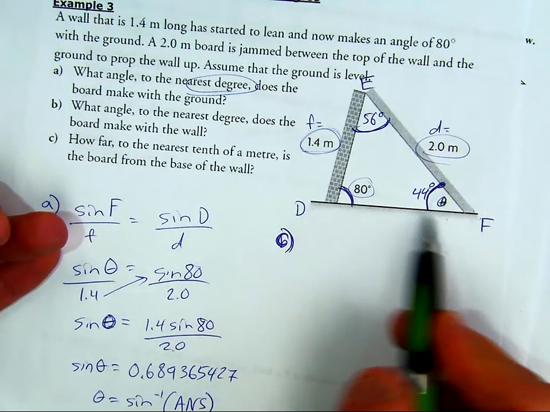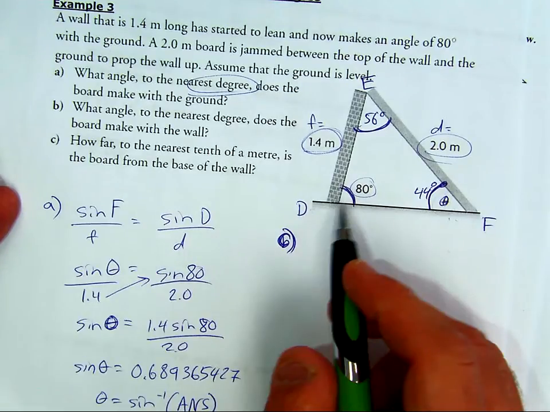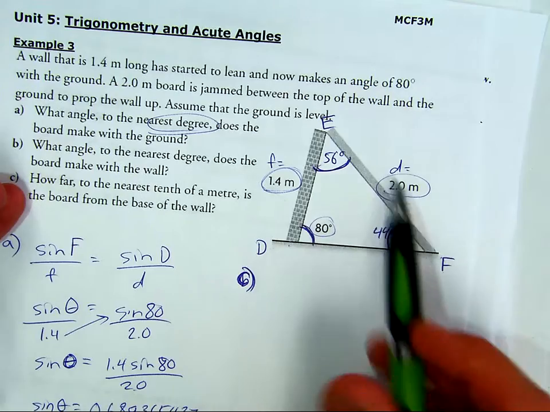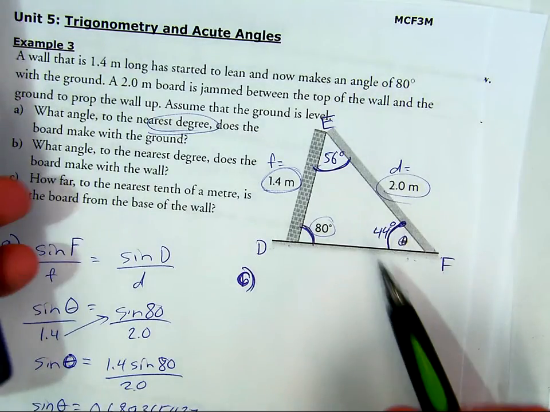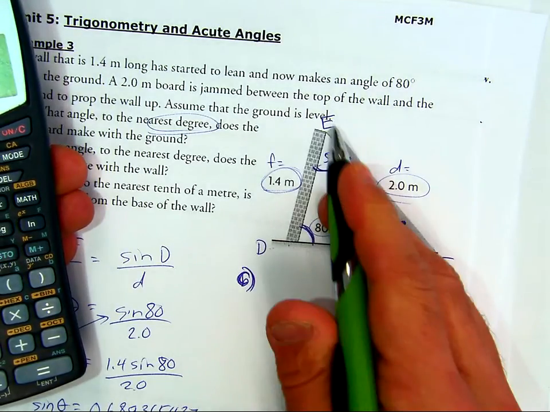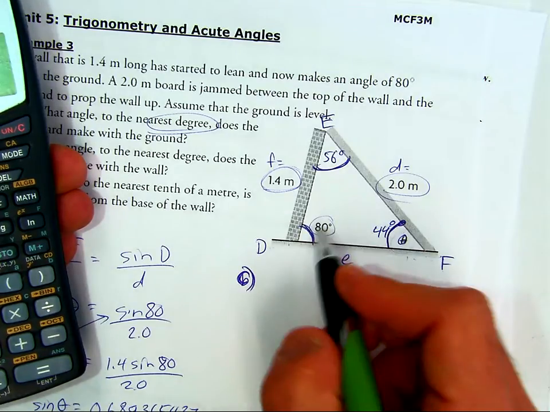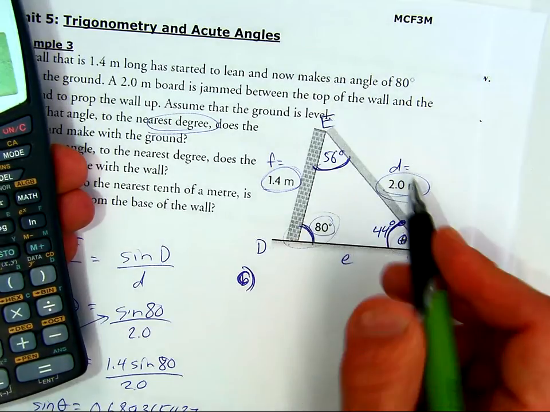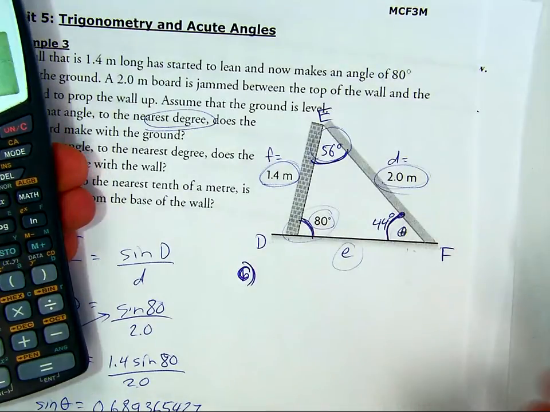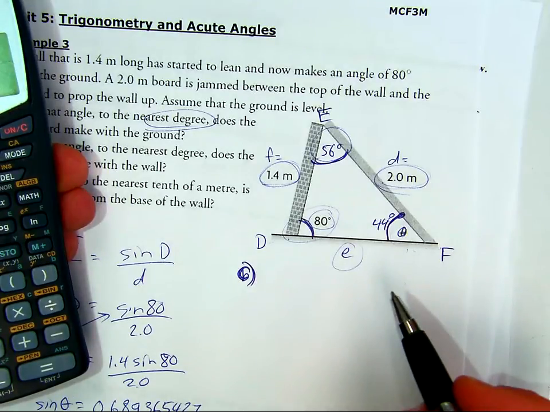And question C, you could only imagine the only thing left is the distance here. So how far to the nearest tenth of a meter is the board from the base of the wall? So how far is D to F? Please don't go use the Pythagorean theorem because this is not a 90-degree triangle. I'm going to find little e, which is across from big E. So what do I use? I'm going to use big D and little d, and I'm going to use big E and find little e. I'm not going to use F. You can use F if you wanted to, but only use one of them.